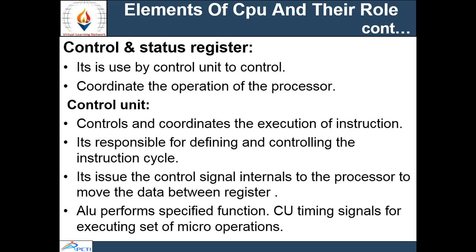Control unit. The control unit of the processor is that unit which controls and coordinates the execution of instructions by the processor. It is responsible for defining and controlling the instruction cycle. It issues the control signals internally to the processor to move the data between registers. ALU performs the specified function. CU provides timing signals for executing the set of micro operations.